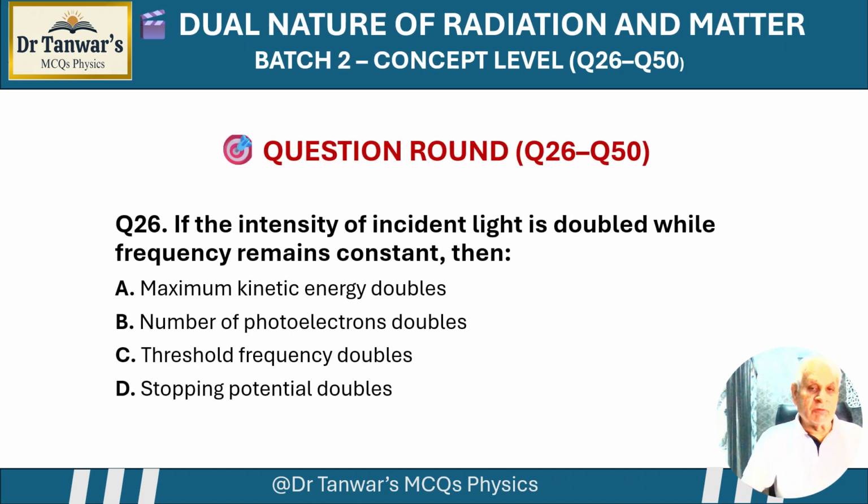So here is the question round. Question 26. If the intensity of incident light is doubled while frequency remains constant, then: maximum kinetic energy doubles, number of photoelectrons doubles, threshold frequency doubles, or stopping potential doubles. Think.